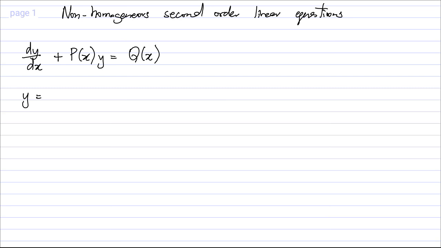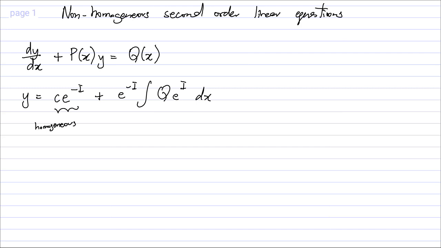c e raised to power minus I plus e raised to power minus I q e raised to power I dx. Remember that this was a solution to the corresponding homogeneous equation. This part is the solution that you get when you set q equal to 0, and this is known as the particular solution or the particular integral.